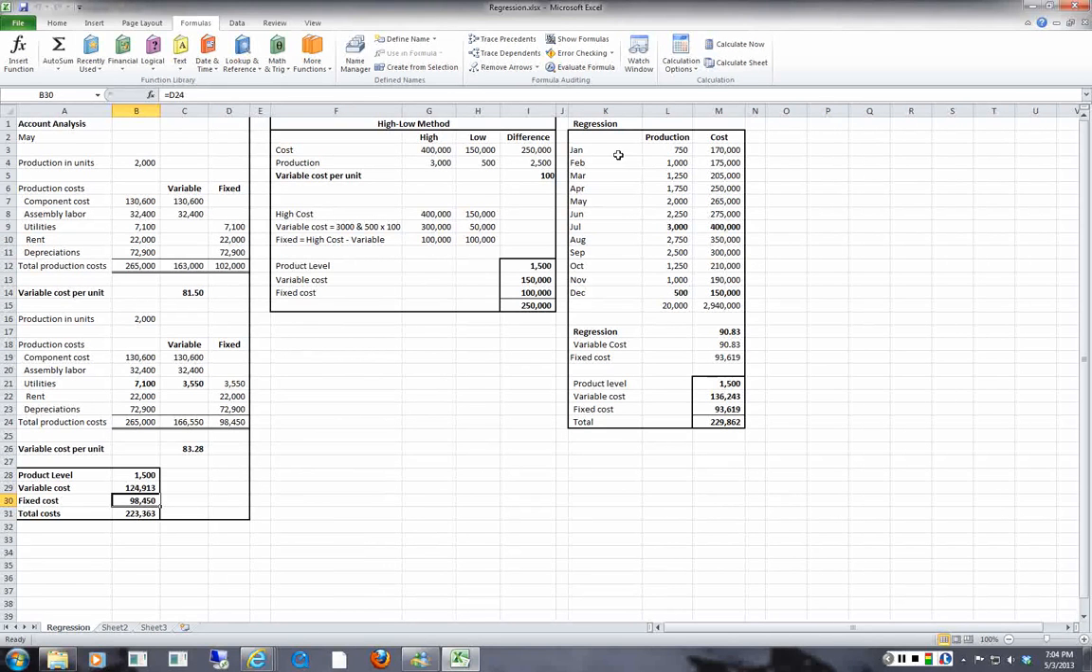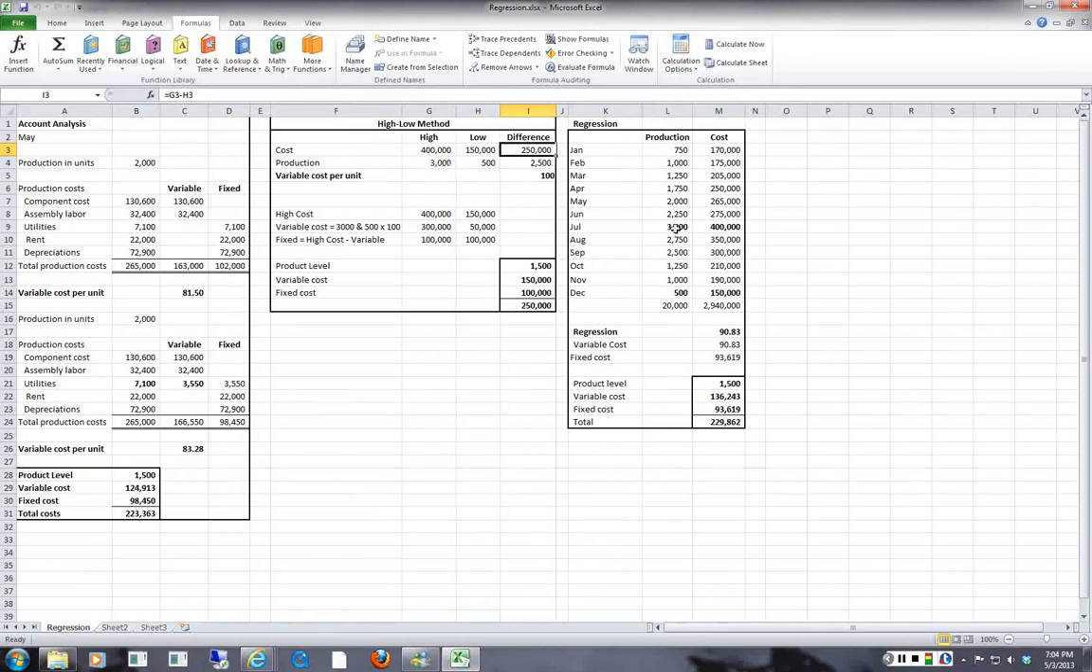Then they say, okay, now we go from January through December, listing the production units and the associated cost. And you can see over here where I've got my mouse going over it. And they say we've got a high-low method, which is another way of coming up with the fixed and variable costs. So now we look at it and we say, okay, the highest is $400,000. We put that over here. And the lowest is $150,000. And we put that over here. So the difference between the 400,000 and the 150,000 is $250,000 in costs.